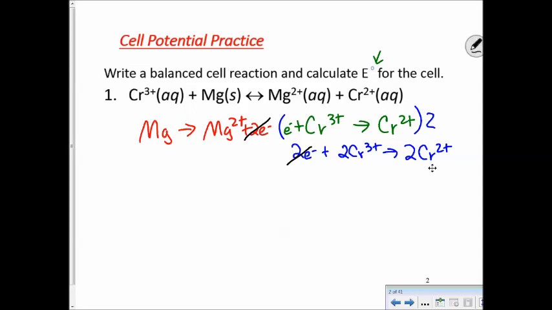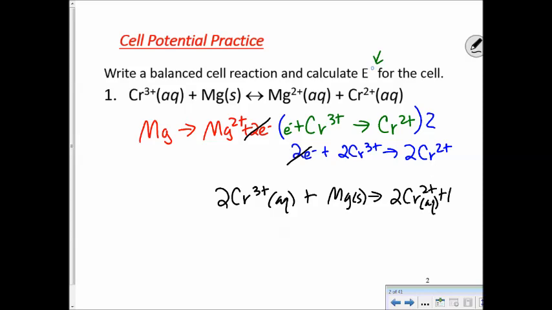And we end up with 2Cr3+ (aq) plus Mg (solid), giving us 2Cr2+ (aq) and Mg2+ (aq). That's one part of it, balancing the overall reaction.